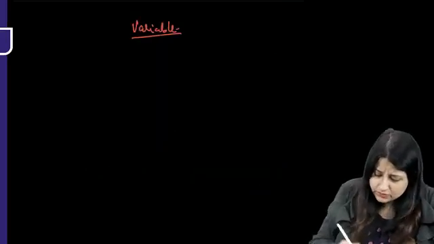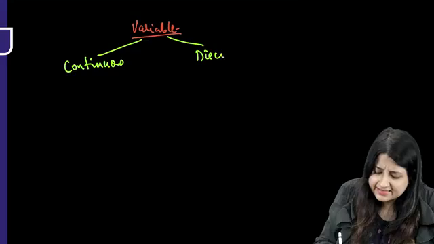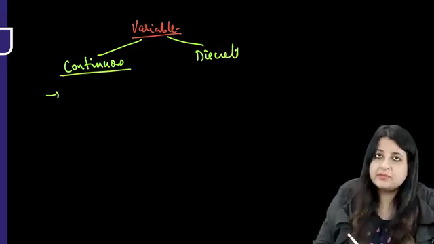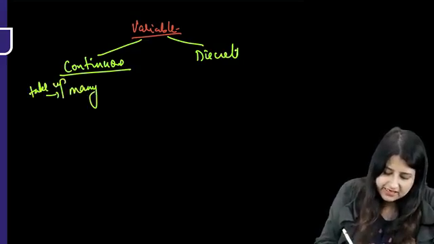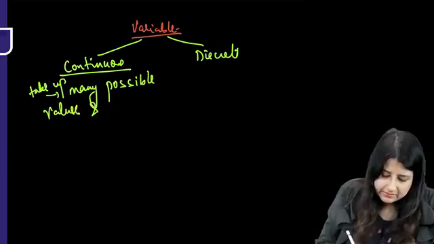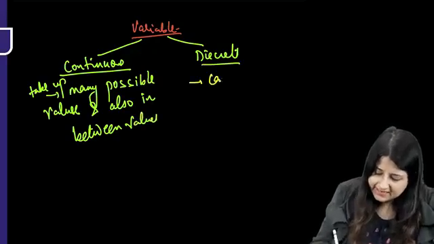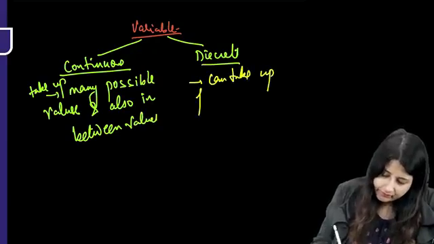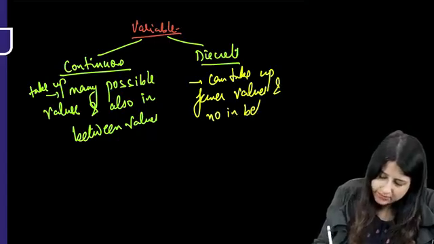The other classification of variables, which will come in your exam, is continuous and discrete. Now what is continuous? Continuous variables are variables which can take up many possible values, so let us write over here, take up many possible values and also in between values. But what are discrete variables? They can take up fewer values and no in between values.